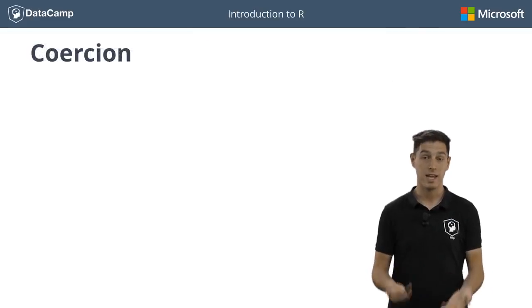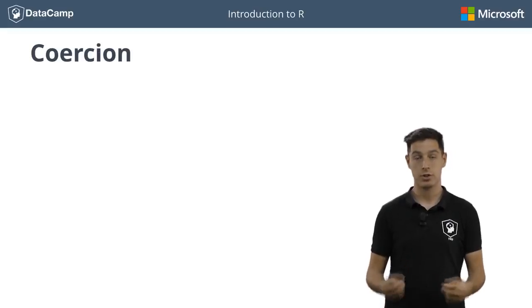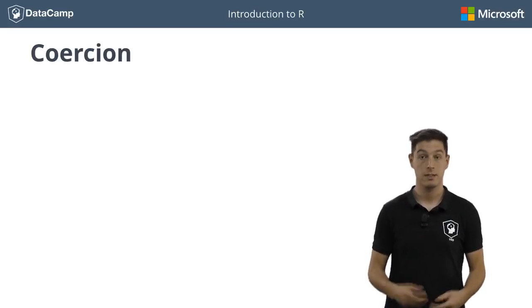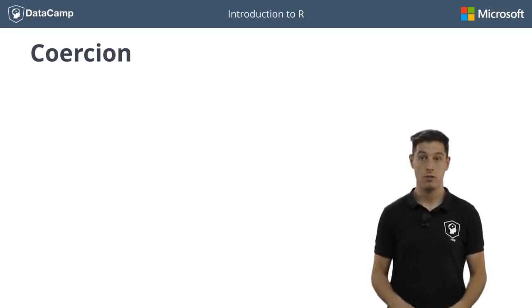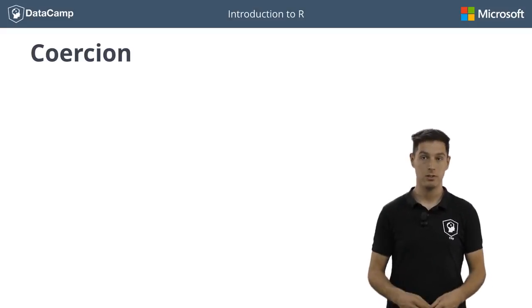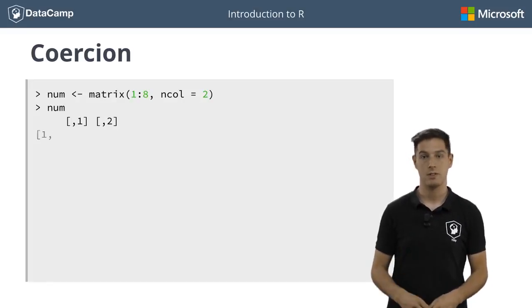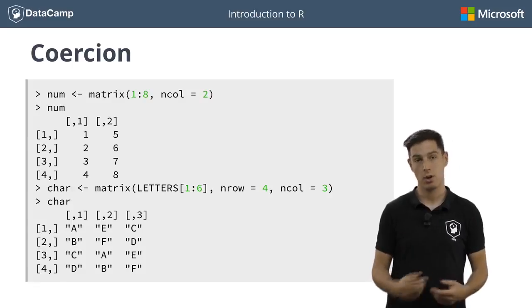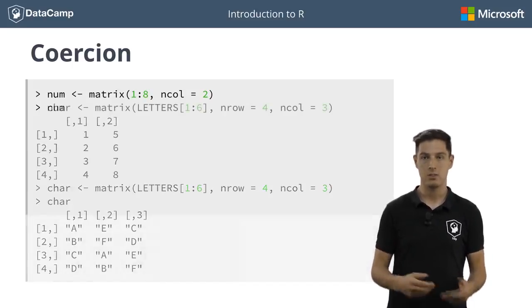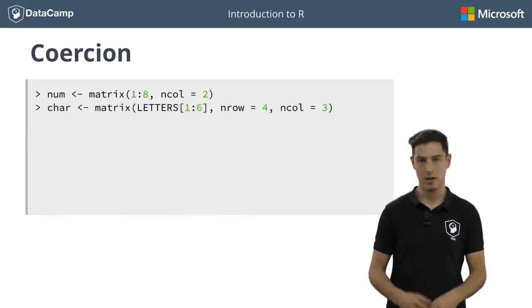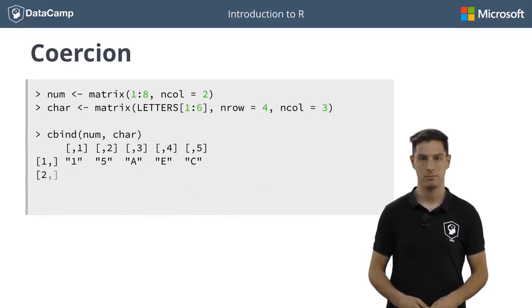As I explained in the beginning of this video, matrices are just an extension of vectors. This means that they can only contain a single atomic vector type. If you try to store different types in a matrix, coercion automatically takes place. Have a look at these two matrices, one containing numerics, the other one containing characters. Let's now try to bind these two matrices together in a column-wise fashion using cbind.